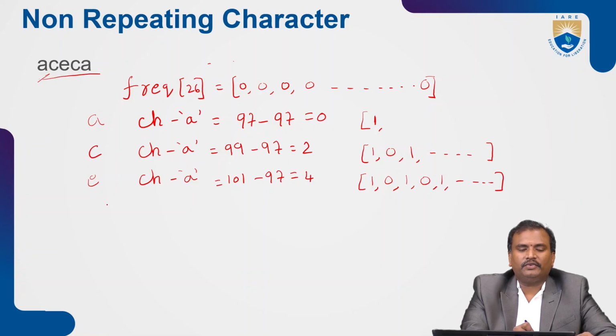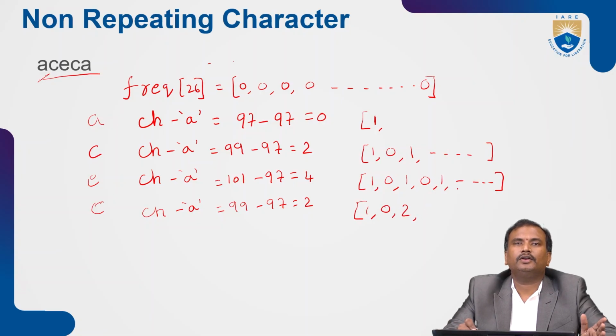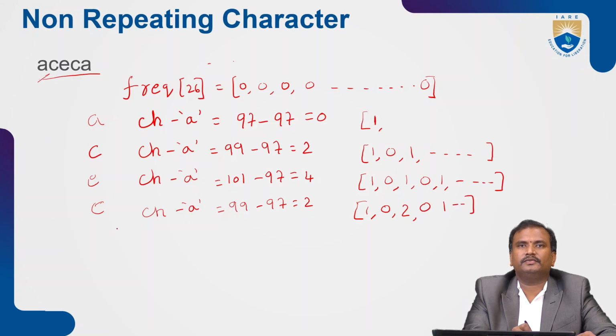After that, C minus A is 99 minus 97, which equals 2. At index 2 we already have 1, so we need to increment by 1. 1 plus 1 is 2. So up to this character in the string, C is repeating 2 times: 2, 0, 1, and the remaining all continue with zeros.